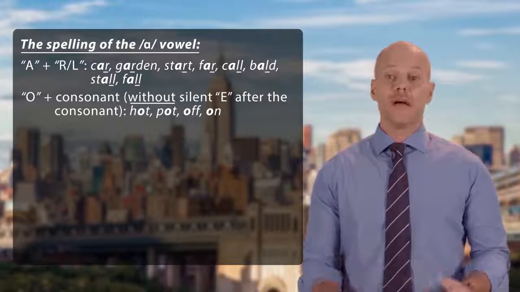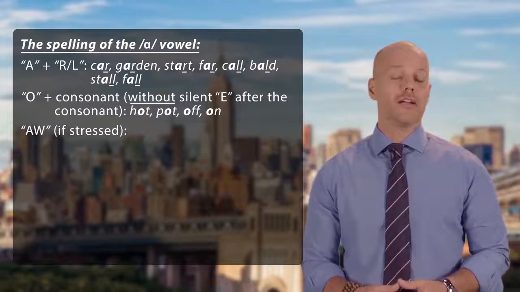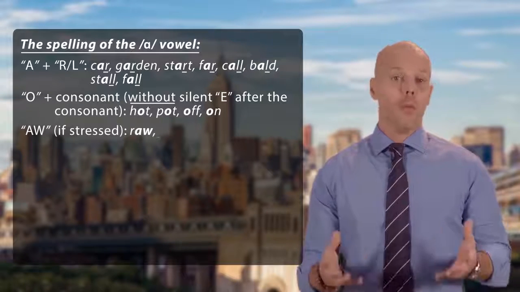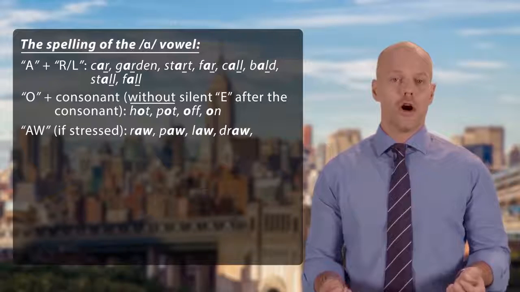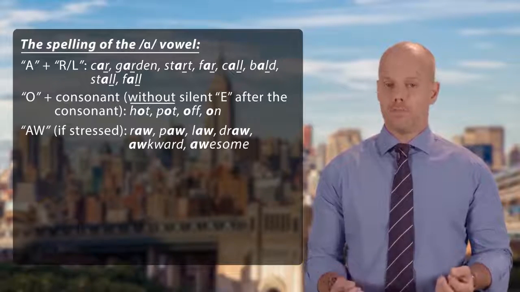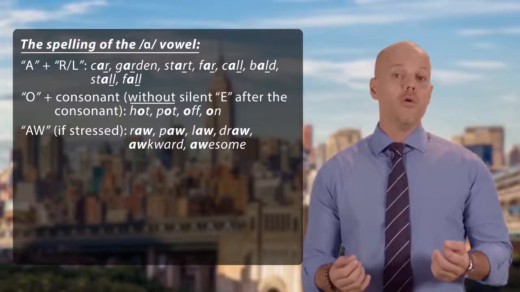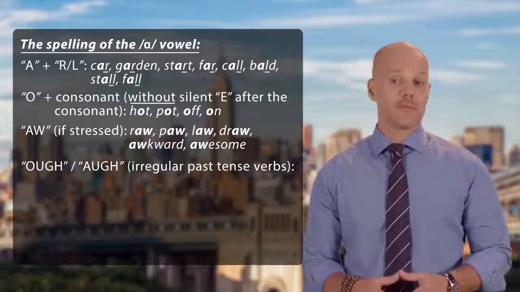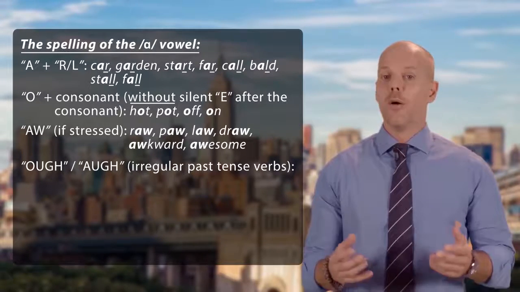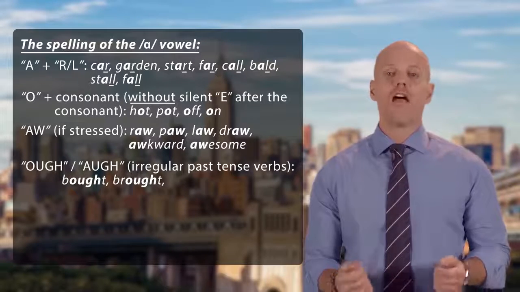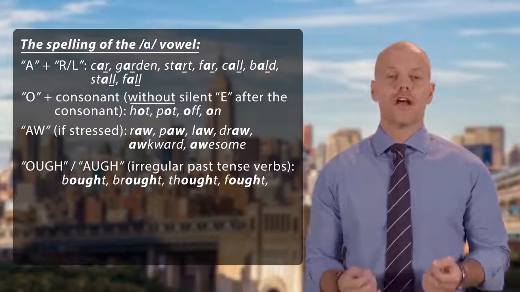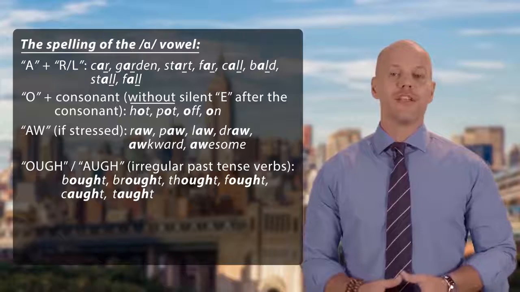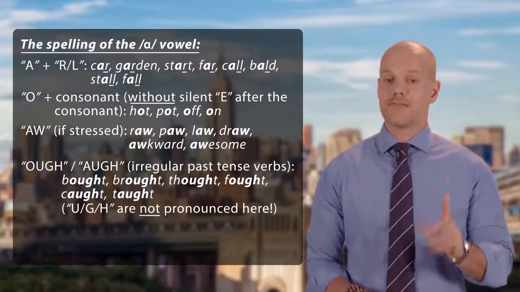The letters AW is always pronounced as O if it's a stressed syllable, like in the words raw, paw, law, draw, awkward, awesome. OUGH and AUGH in irregular past tense verbs is pronounced as O. Bought, brought, thought, fought, caught, taught. So we do not pronounce the letters U, G, and H in these words.